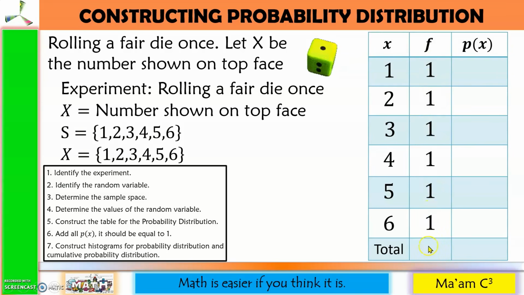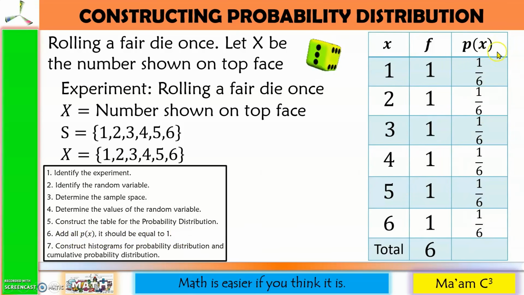Now let us add this up and this will be 6. For P of x, the probability that the random variable will occur, simply get the frequency divided by the total number. So for 1, this will be 1 over 6. For 2, this will be 1 over 6. And same with 3, 4, 5, 6. Step 6, add all P of x. It should be equal to 1.